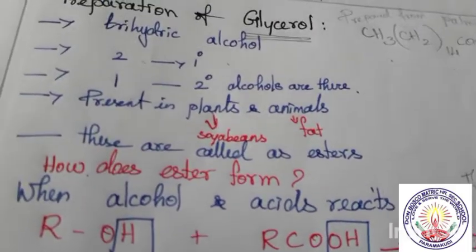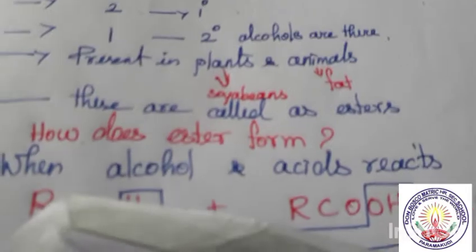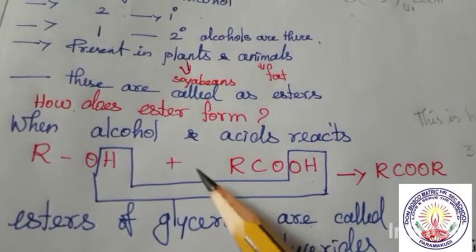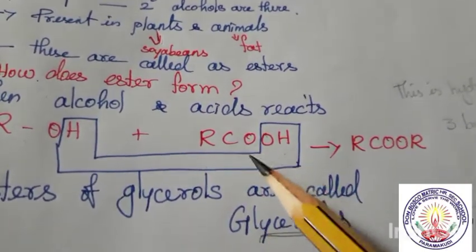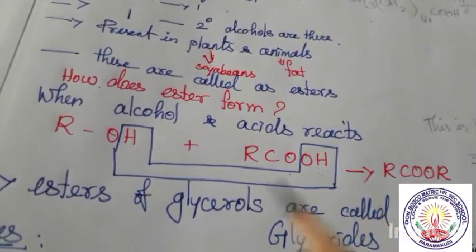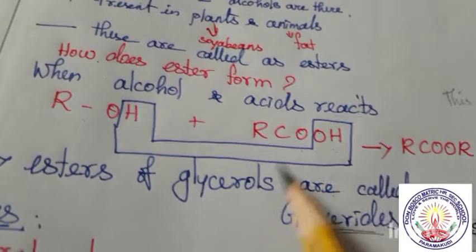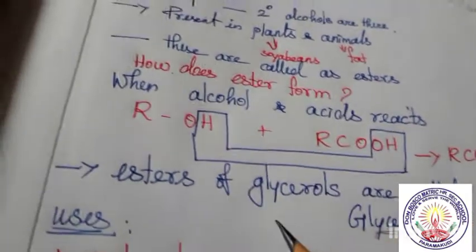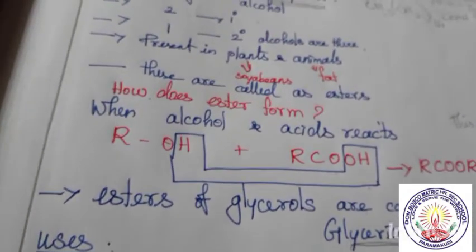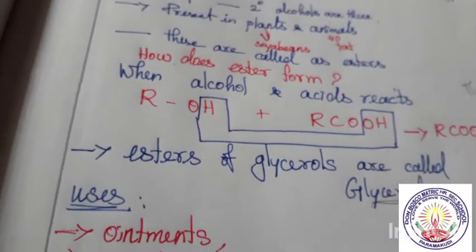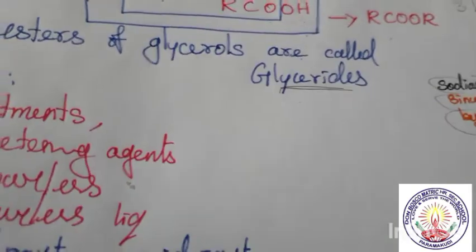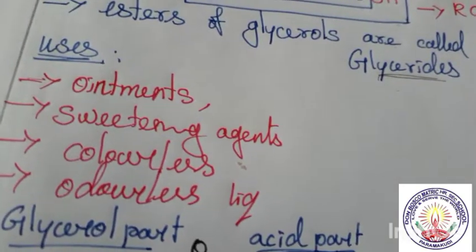How does ester form? This ester is formed when alcohol and acid react. Alcohol ROH plus these acids RCOOH. When these are reacting, these are hydrolyzed and we are getting glycerides. And the uses of these glycerols are, these are used in ointments, they are used as sweetening agents, and these are colorless, odorless liquids.